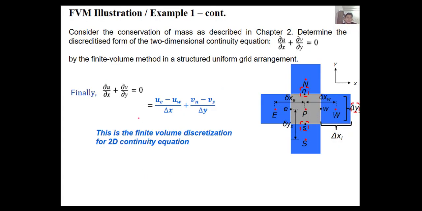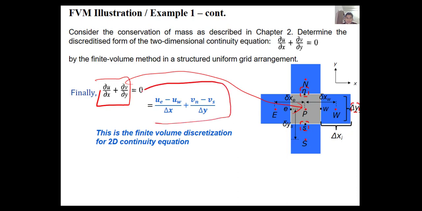Okay, and finally, when you put all of them together, for this point in the control volume, this is the expression that we can use for interpolation. So this is the finite volume discretization of the two-dimensional continuity equation for structured grid geometry at nodal point P. Then after this, if you have values for all the points here, we can use mathematical methods, which are Jacobi and Gauss-Seidel. Alright, that's all for now. Thank you.